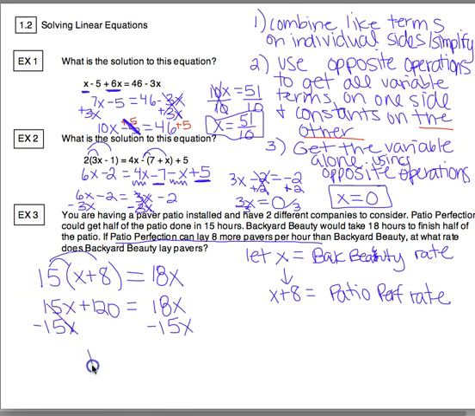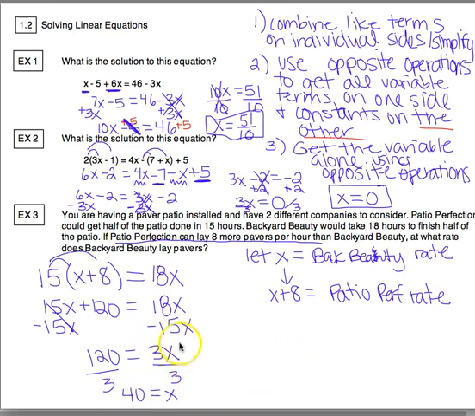Those will cancel out, so I've just got 120 on the left. And then on the right, 18x minus 15x gives me 3x. So that's the end of step 2. Then step 3, get the variable alone. So that means I'm going to divide by 3 here. And that gives me 40. So 40 is equal to my x.